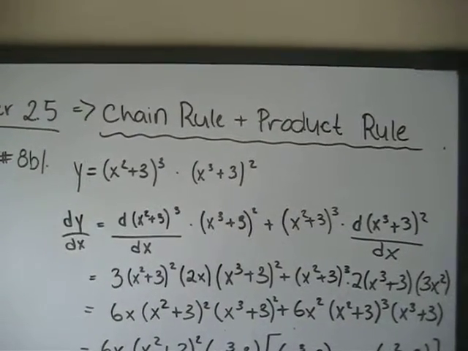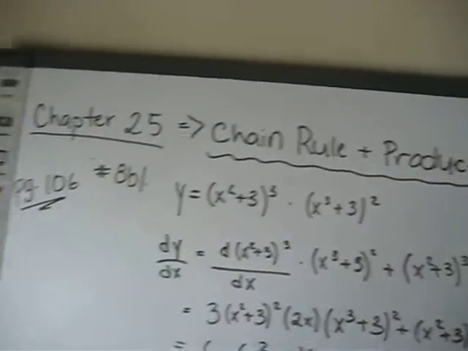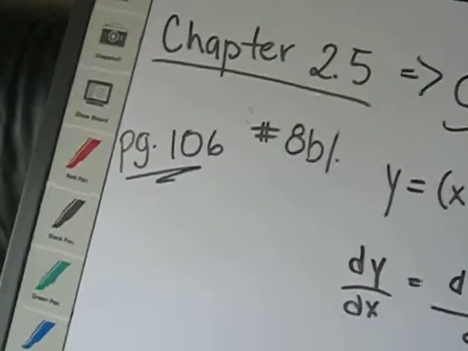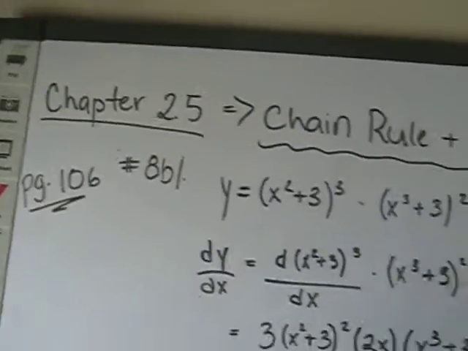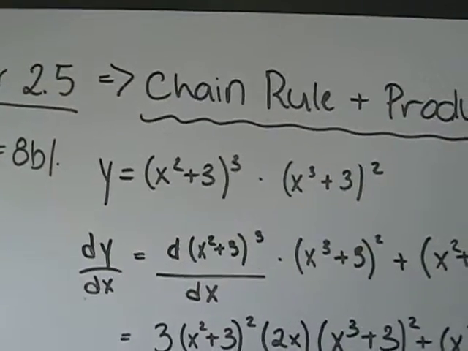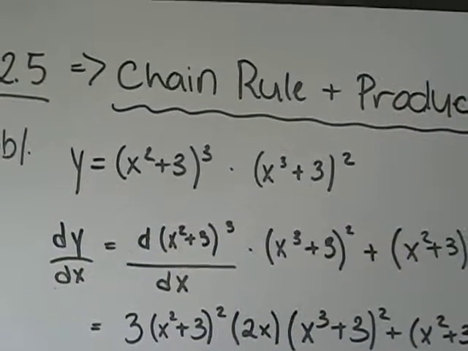I will be teaching you how to derive using the chain rule plus product rule. This question can be found on page 106 and is number 8b in the Calculus and Vectors textbook. So your equation is y equals (x squared plus 3) to the power of 3 times (x cubed plus 3) to the power of 2.